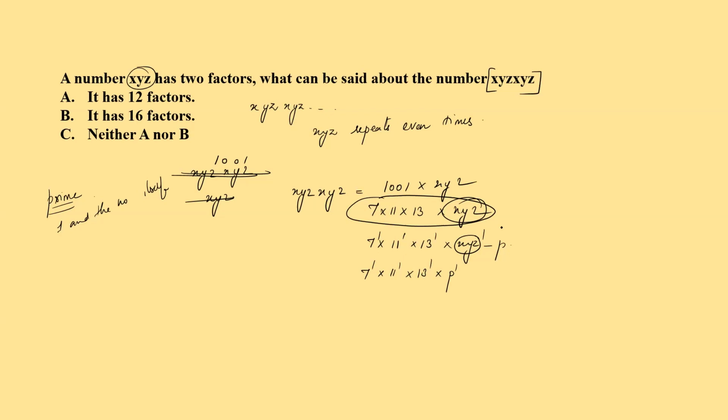So what will be the total number of factors of this number? 7 power 1 gives 2 factors, 11 power 1 gives 2 factors, 13 power 1 gives 2 factors, and P power 1 gives 2 factors. Total 2 into 2 into 2 into 2, which is 2 power 4. It's going to be a total of 16 factors. So it is option B that satisfies this question. Hope we are now clear with this.